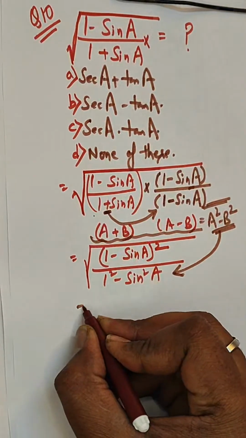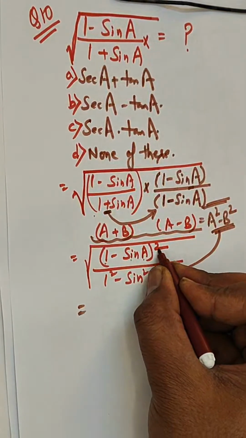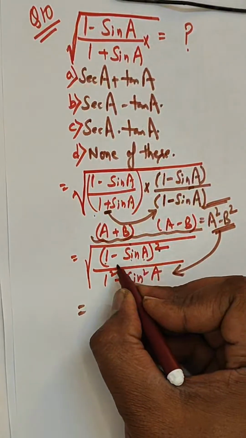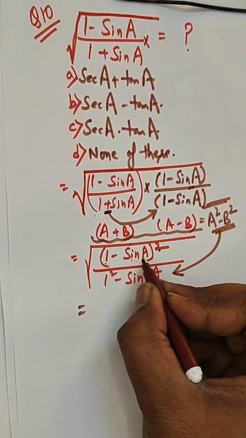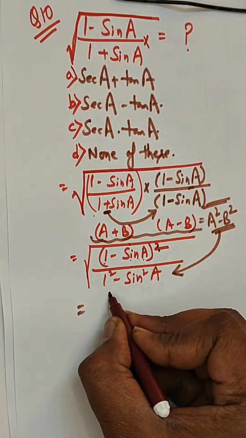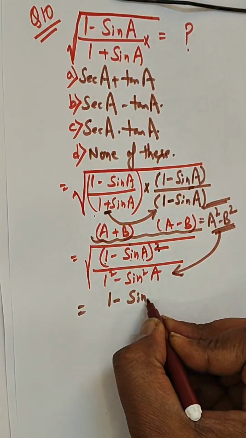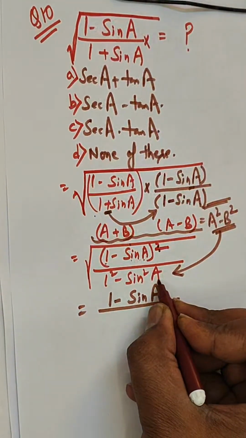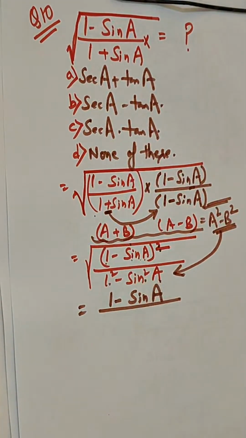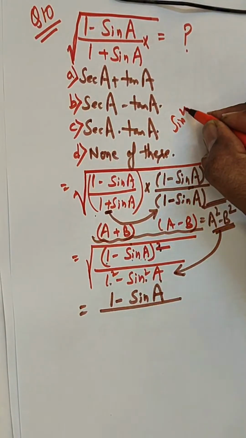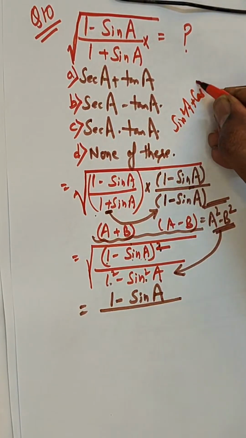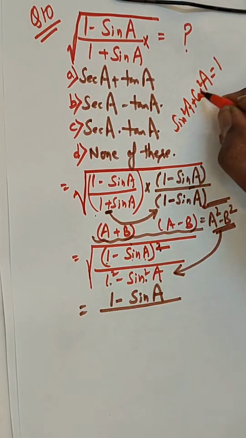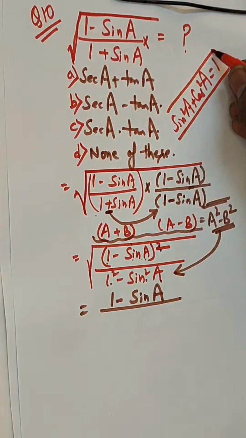Now this will give you (1 minus sine a) whole square under the root. That means what will be coming out? Since it is under the bracket, only 1 minus sine a will be coming out into the numerator. And into the denominator, 1 minus sine square a. Remember, sine square a plus cos square a is equal to 1. You remember this, right?